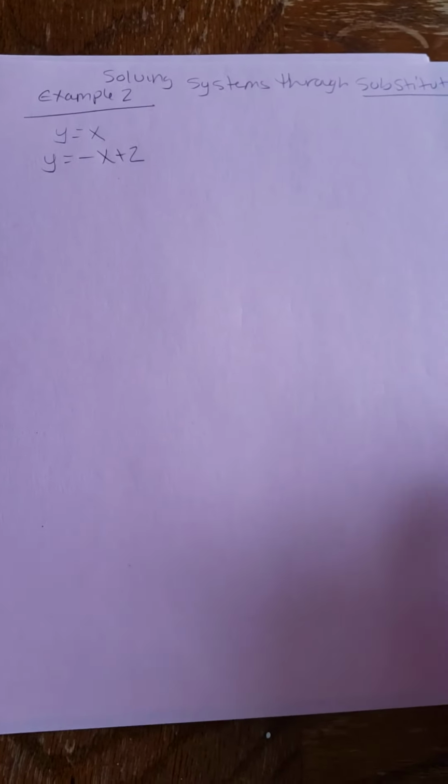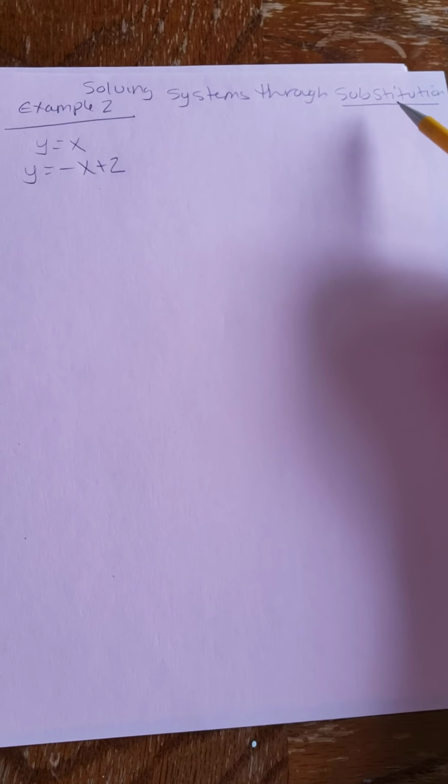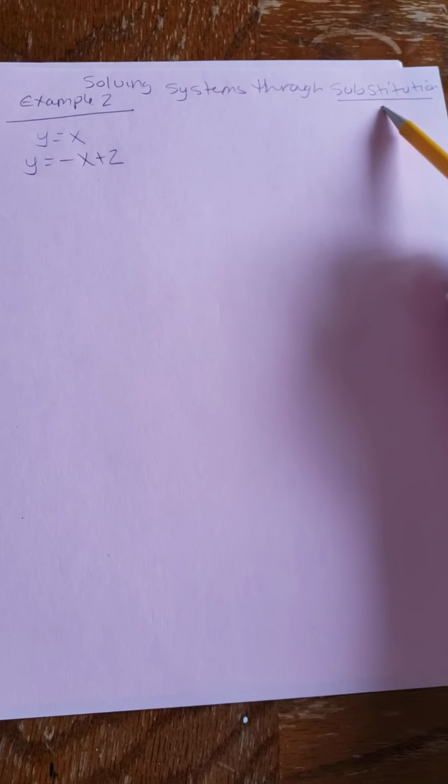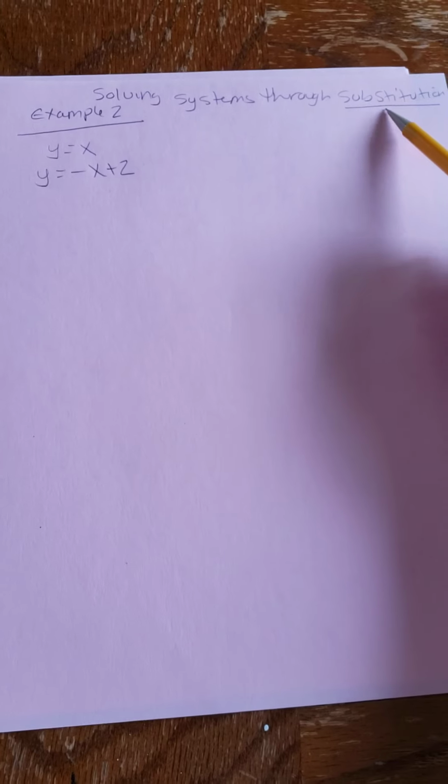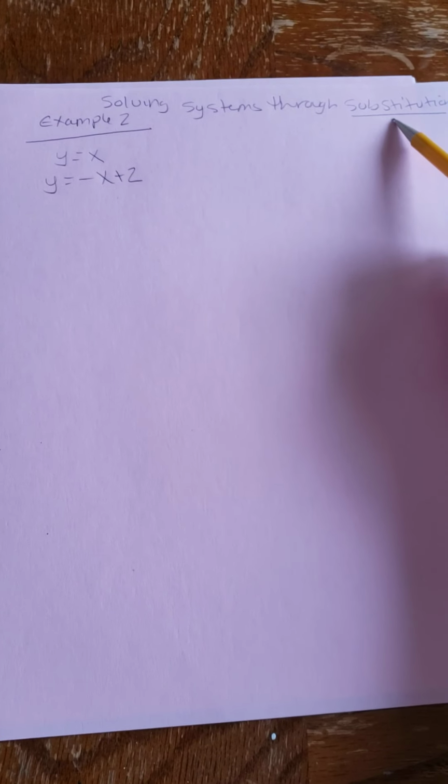Okay, so now here's another example. Again, we're going to solve the system through substitution. Again, we're just looking to see where the two lines cross, but we're not graphing them to see where they cross. We're using substitution.